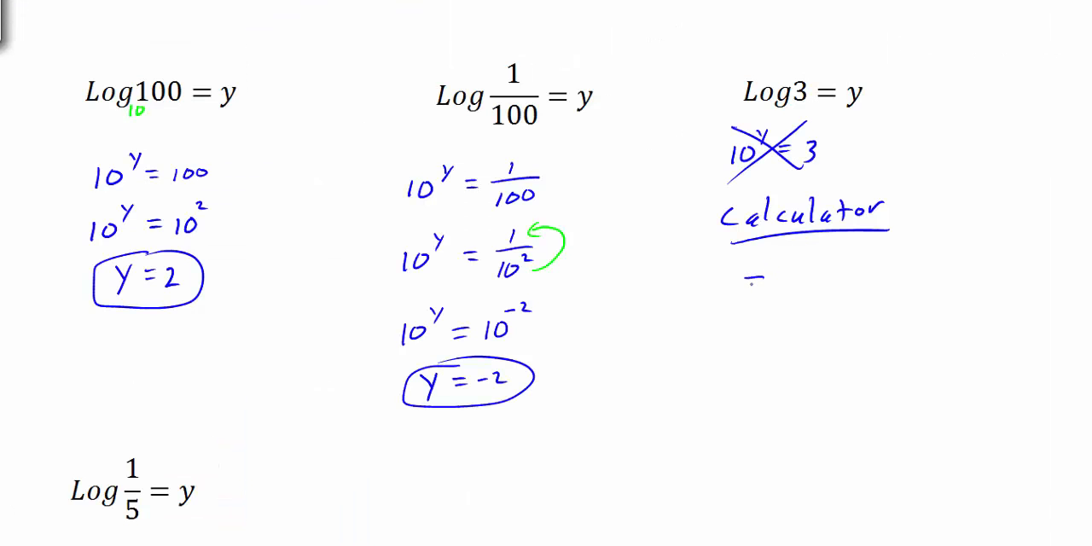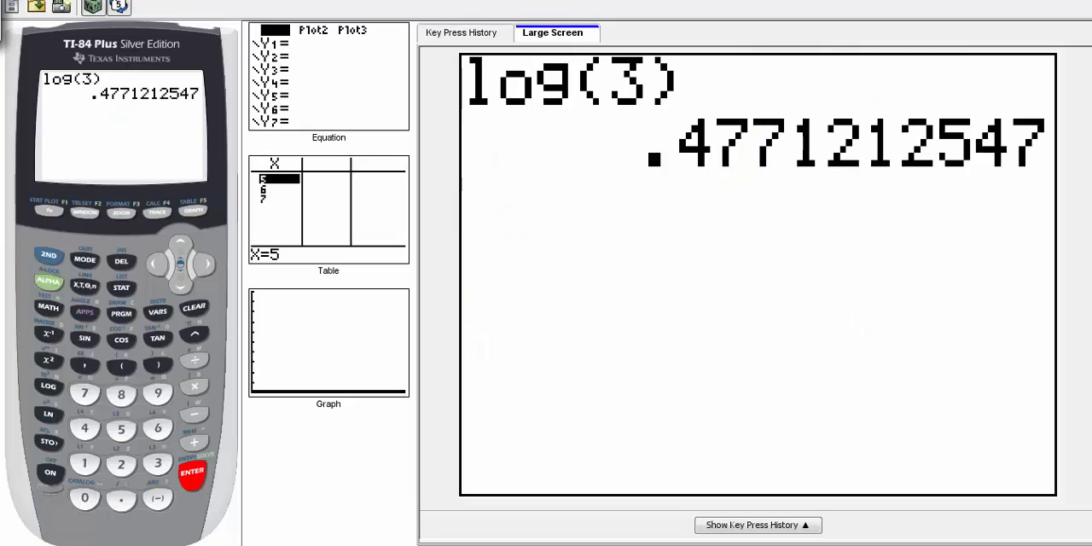So therefore, this is equal to 0.477. And what that means is we have to take our base 10 raised to this power, and that's going to give us 3. So for example, if I was to take 10 raised to the power of this 0.477, now I don't want to round this number, so there's a way we can bring this answer down.